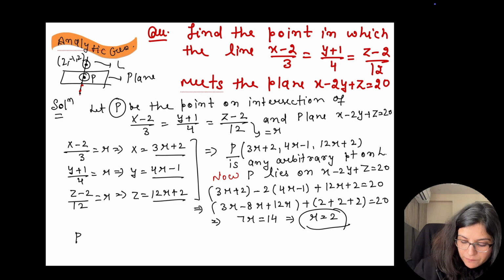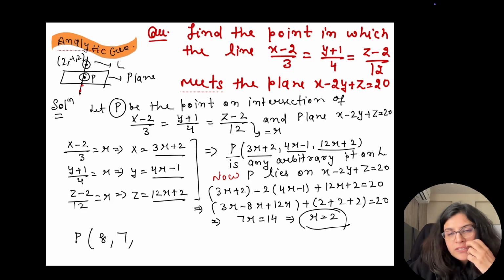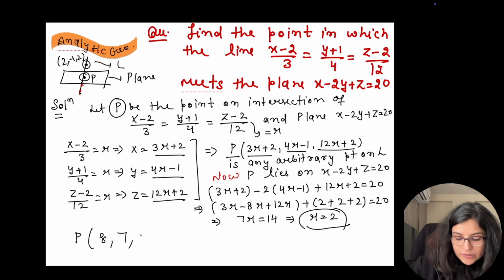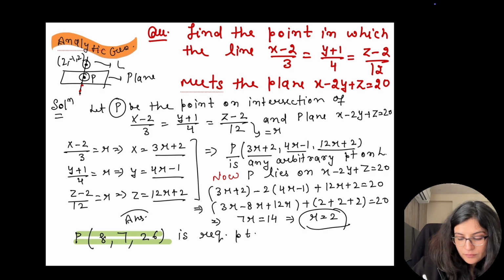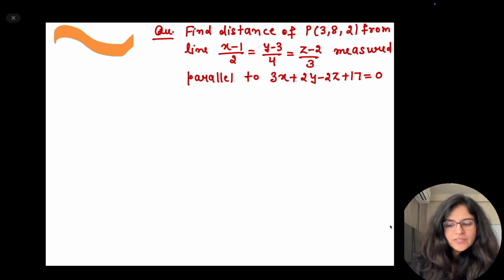So P क्या आ गया? P has coordinates 3r plus 2, that means 3 into 2 plus 2, that is 8, comma 4r minus 1, 4 into 2 minus 1, that is 7, 12r plus 2, that is 12 into 2 plus 2, that is 24 plus 2, that is 26. This is my required point which lies on the plane as well as on the line, and this is my final answer. All good? So now this is our next question.